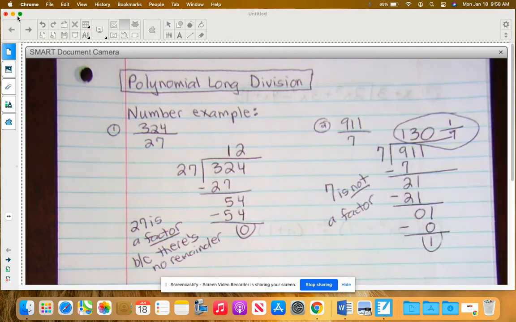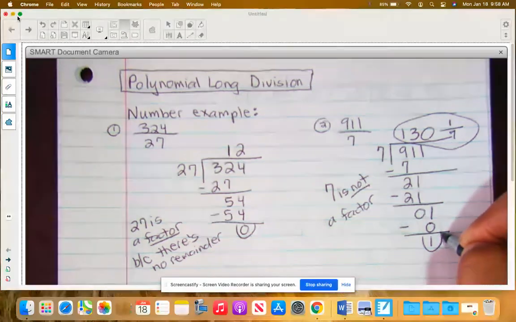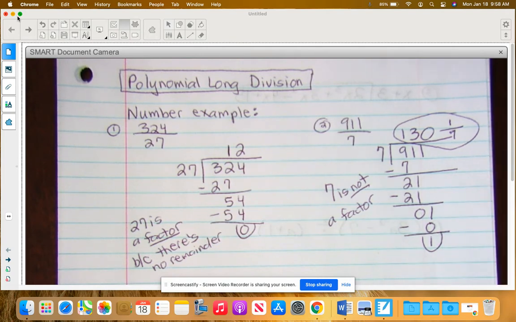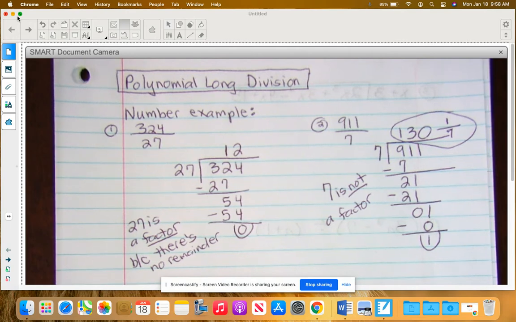And how do I know it's not a factor? Because we got a remainder of 1. And to be a factor, it has to work out evenly. So no different than if I asked you to list factors of 12. You wouldn't tell me 5 was a factor of 12 because it doesn't work out evenly. It's not evenly divisible. So same case if I'm working with numbers and in a minute or so polynomials.